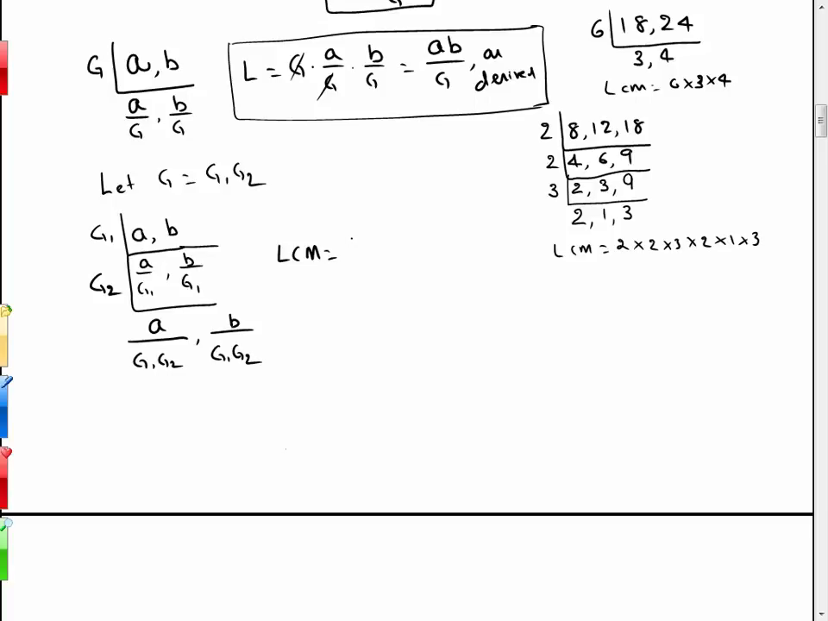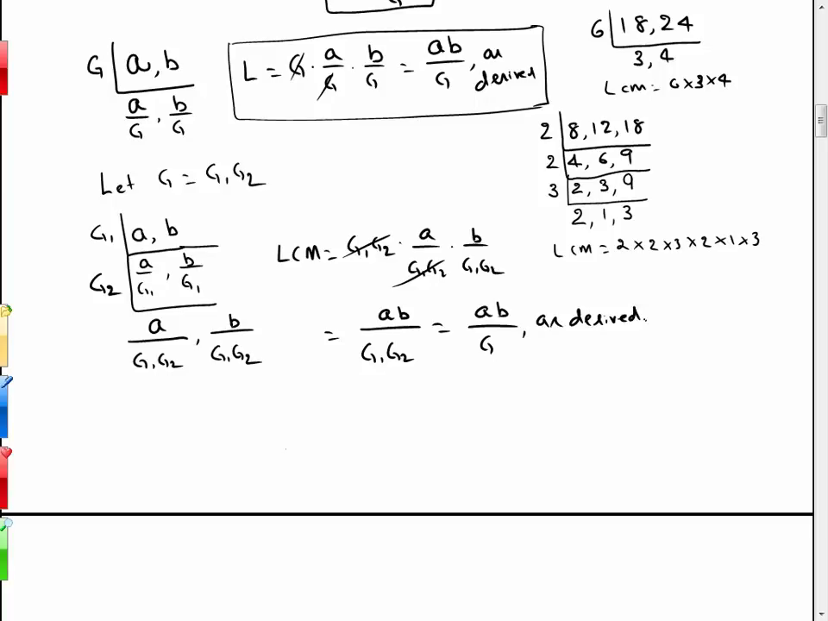The LCM is G1 G2 times A over G1 G2 times B over G1 G2. G1 G2, they cancel. This is AB over G1 G2. And this in turn is equal to AB over G as desired. End of the proof. Cool? Alright, that's all I wanted to say.